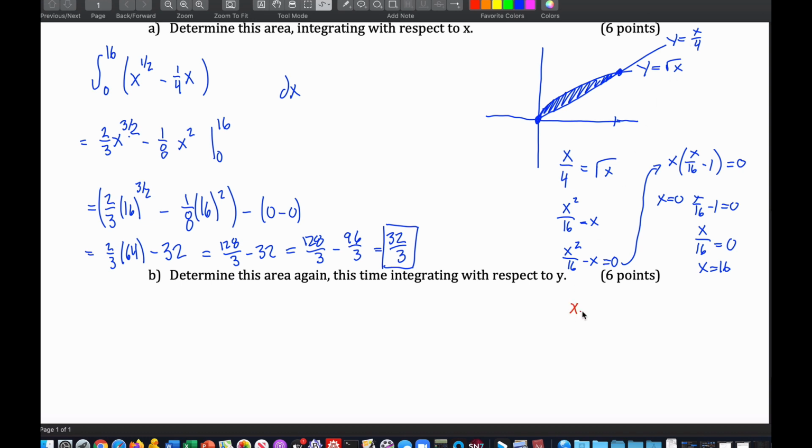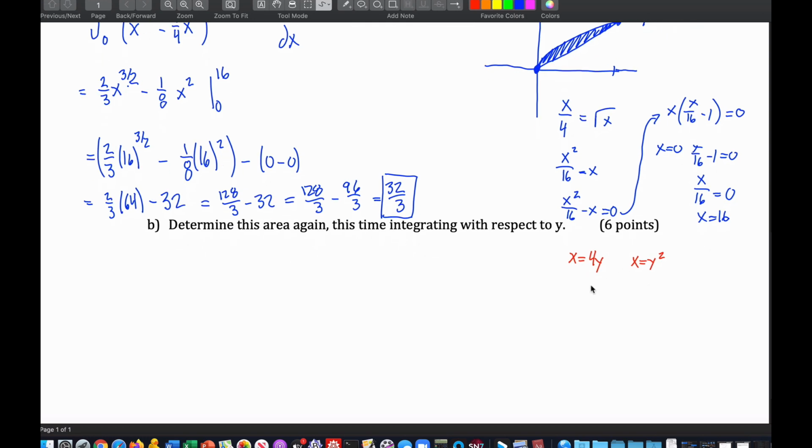But in case you didn't think to do it that way, you could also solve these two equations for x. So for the first equation, if I multiply both sides of the equation by 4, I get x equals 4y. And for the second equation, if I square both sides, I get x equals y squared. And then I could take these two equations and set them equal to each other. 4y equals y squared is the same as y squared minus 4y equals 0. And now if I factor out a y, I'm left with y times y minus 4 equals 0. So either y equals 0 or y minus 4 equals 0, in which case y equals 4. So these will end up being my bounds of integration when I integrate with respect to y, which is what I'm supposed to do here.